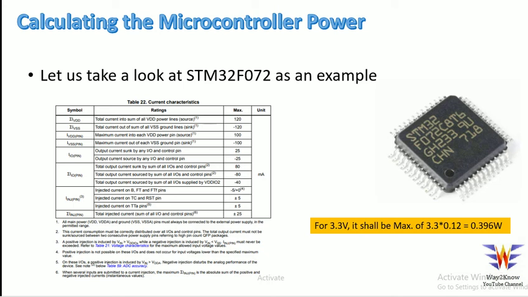So blindly, to just determine the maximum power consumption, we can take 3.3 into 0.12, which is basically 0.396 watts. This particular STM32F072 works on 3.3 volts. I've taken a typical value. It can go up to a maximum of 3.6 as well. So this is the simplest way.